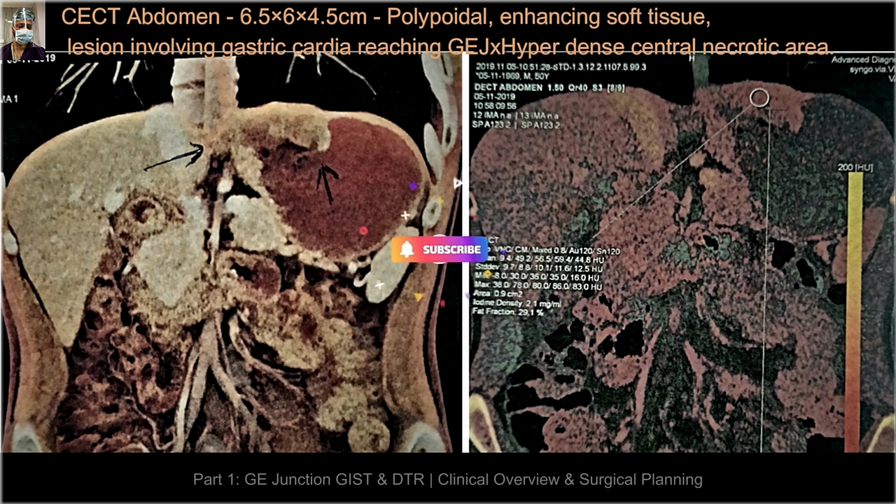These are the colored images of the CT scan. Again, the growth is demonstrated. The patient was not complaining of any difficulty in eating, but this growth is partially obstructing the GE junction.